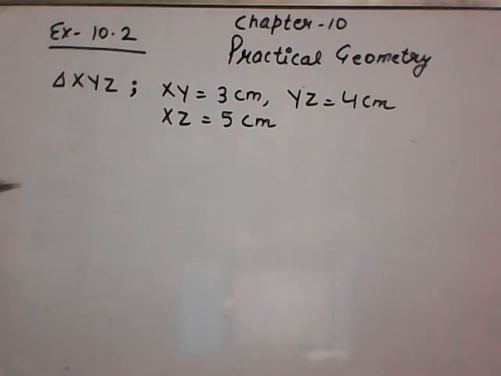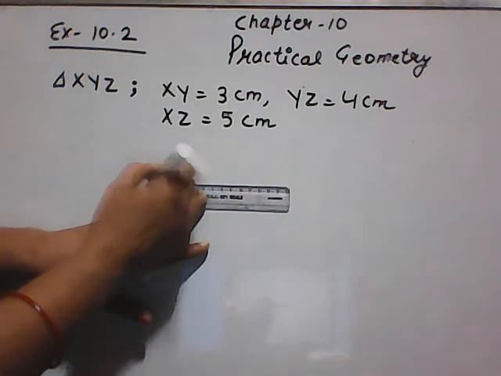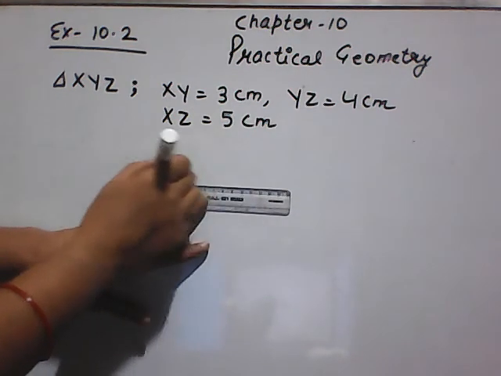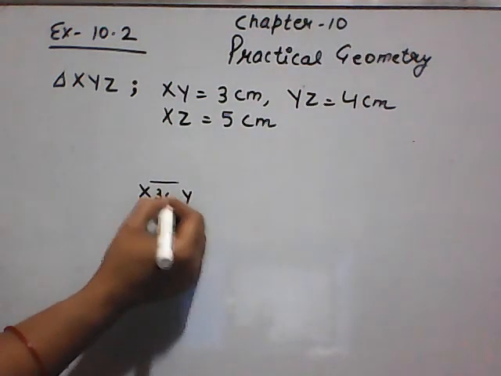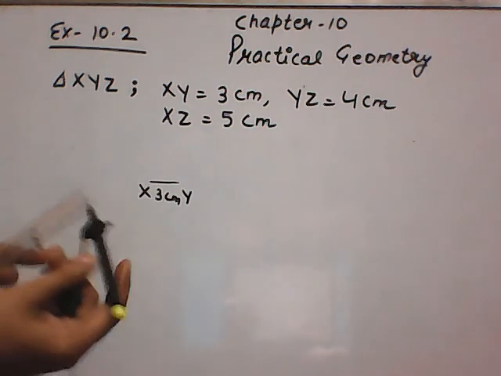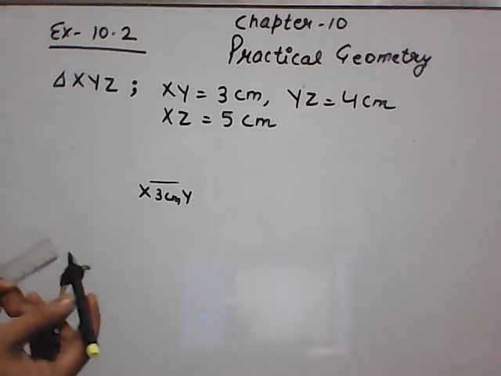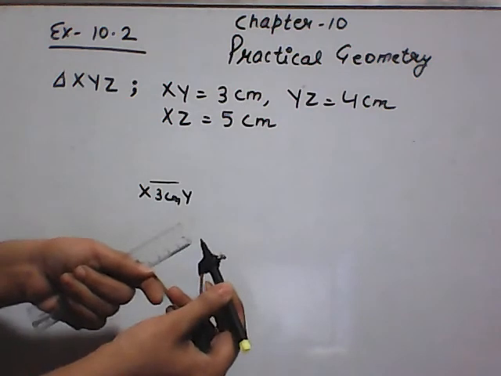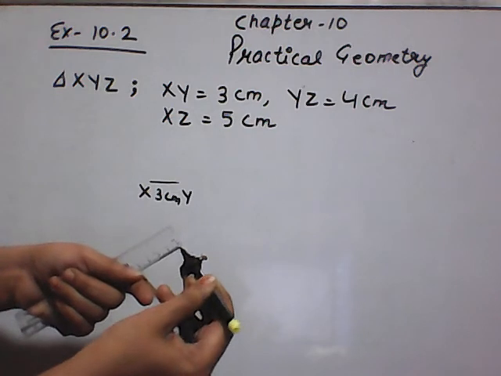Firstly, with the help of a ruler, you can take XY equal to 3 centimeter. XY is equal to 3, 0 to 3. It is 3 centimeter. With the help of a ruler, you have to construct YZ equal to 4 centimeter. So you can open the compass by taking one pinpoint at 0 and another pencil point at 4. In this way, you can construct 4 centimeter.